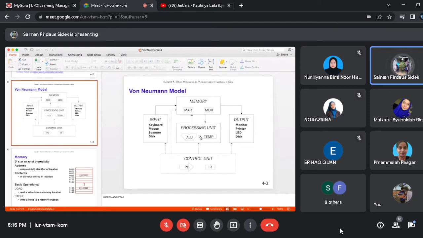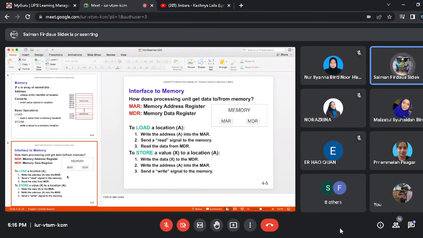Okay, this is how the flow of the process goes. If you want to take out the data from memory, the first step is the control unit will write the address into the MAR. That's the first one. Then the second one, the control unit will send a read signal to memory. So what is happening here is the data will be registered into MDR.